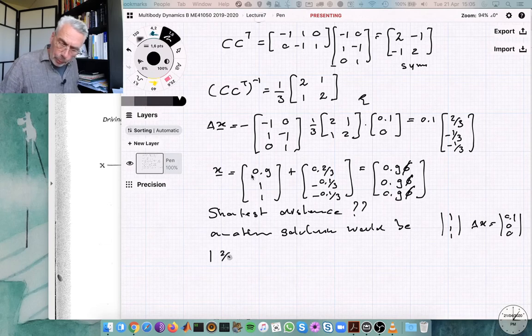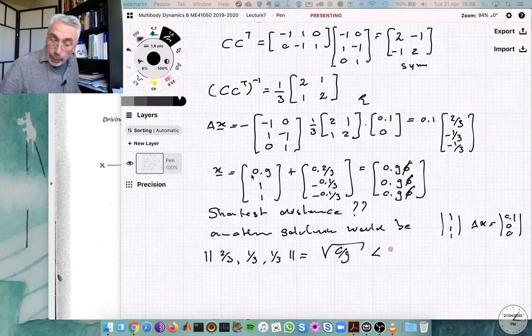So what is the norm of 2/3, 1/3, 1/3? Of that vector, so that is 2 times 4, 5, 6, so that's 6, and 3 squared is 9, so that's the square root of 6/9, which is clearly less than 1, right? So this increment is smaller than this increment, so the answer is yes, it probably is. Okay, so that explains how our Gauss-Newton step works.